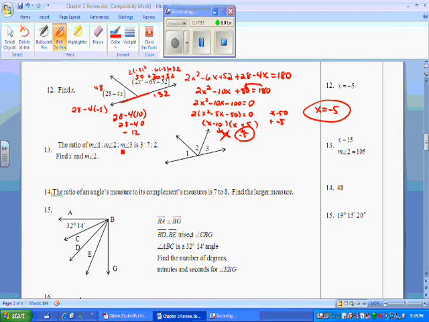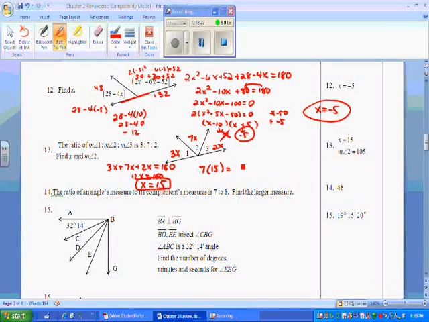Number 13, the ratio of the measures of angles 1, 2, and 3 are 3 to 7 to 2. So we got 3 for 1, 7 for 2, and 2 for 3. What do they all need? They need an x on them. The picture shows that 1, 2, and 3 make a straight line. So we have 3x plus 7x plus 2x, setting it equal to 180. That's 12x equals 180. So x ends up equaling 15. Got x. Now we want the measure of angle 2. So that's 7 times 15, which equals 105, which equals the measure of angle 2.